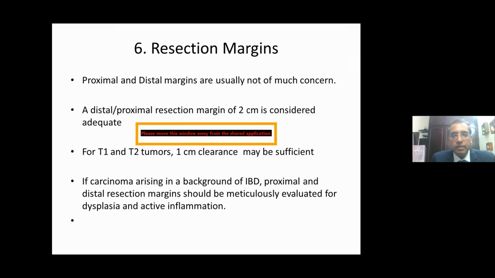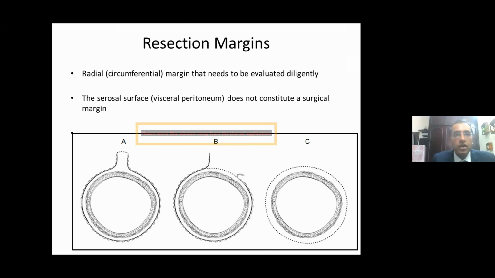Coming to the resection margin, the proximal and distal margins are usually not much of a concern. A proximal or distal margin of 2 cm is considered adequate. For T1 and T2 tumors, 1 cm clearance may be sufficient. If the carcinoma is arising in the background of inflammatory bowel disease, the proximal and distal resection margins should be meticulously evaluated for dysplasia and active inflammation. The circumferential resection margin needs to be evaluated diligently. The serosal surface does not constitute a surgical margin.